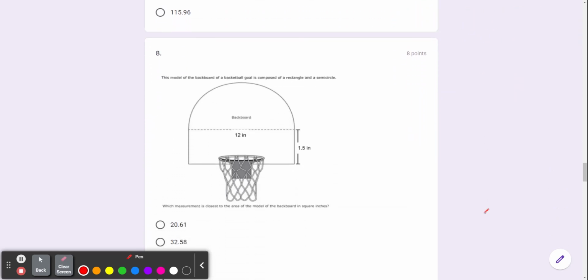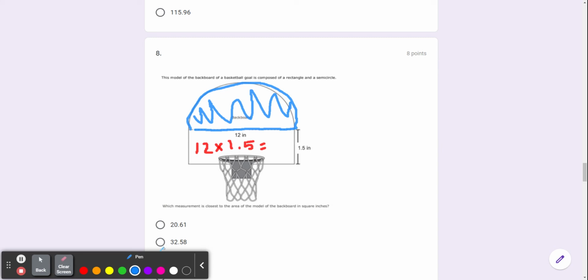All right, this one says the model of a backboard of a basketball goal is composed of a rectangle and a semicircle. Which measurement is closest to the area of the model in the backboard in square inches? Okay, so this rectangle down here is going to be the 12 times the 1.5. That's going to be that rectangle. And now I need to figure out, what is this semicircle up here?